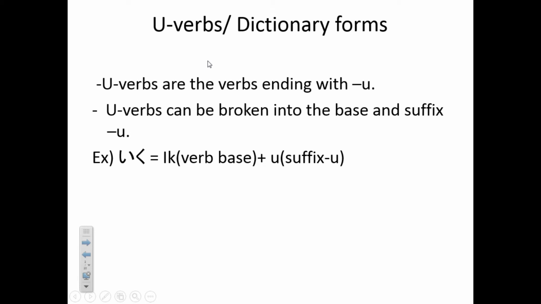And this is how you can break them into the base and suffix. For example, iku: ik is the verb base, and then u is attached, and this is the suffix u. So usually u verbs are like this. You have a base and u at the end.